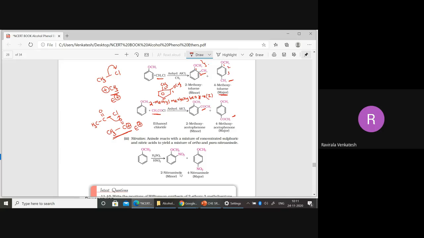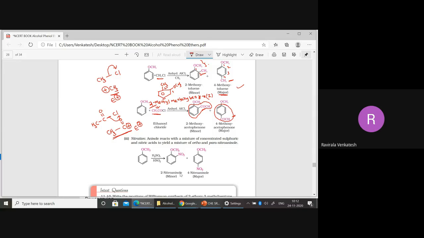This one: 1, 2, 3, 4. Now the IUPAC name will be 4-methyl methoxybenzene. This is called 4-methyl methoxybenzene, and this one is 2-methyl methoxybenzene. Now what about this one? This is called acetophenone. So 2-methoxyacetophenone.